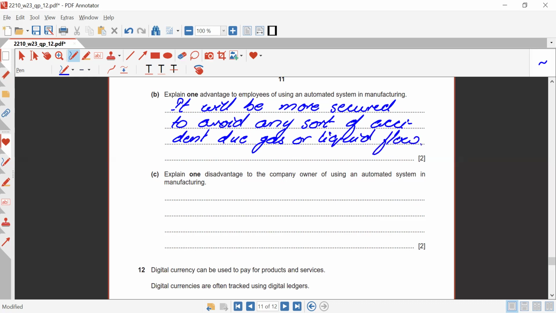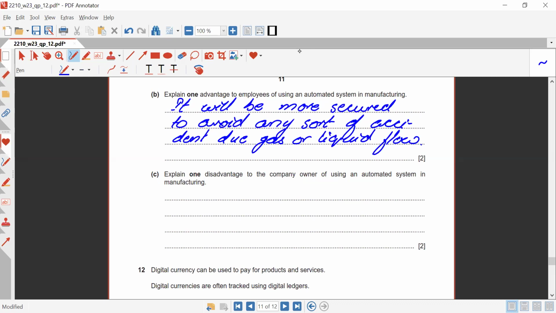Apart from that, you may say that it can increase the job skills as well, because this type of system can make the employees better with the work. And you can write that there will be no need to do repetitive tasks. They can just assign the task to the machine once, and the machine will do it on its own.